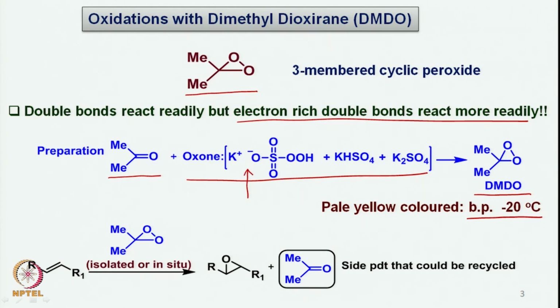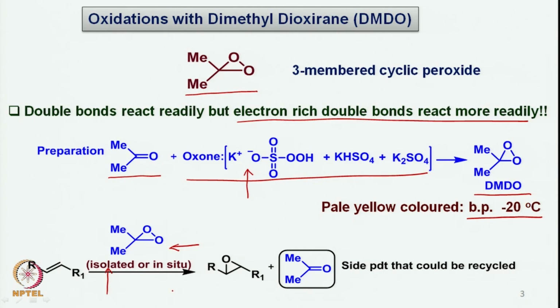Now, when acetone reacts with this oxone, you get the corresponding DMDO, which has to be distilled out very carefully at low temperature with all protections, so that the DMDO does not escape out. Now, there are several ways by which this reaction can be done. You can either isolate this DMDO by distilling and cooling it at low temperature, and then you carry out the reaction. So, you can have an isolated way of doing it, or you can also do it in situ.